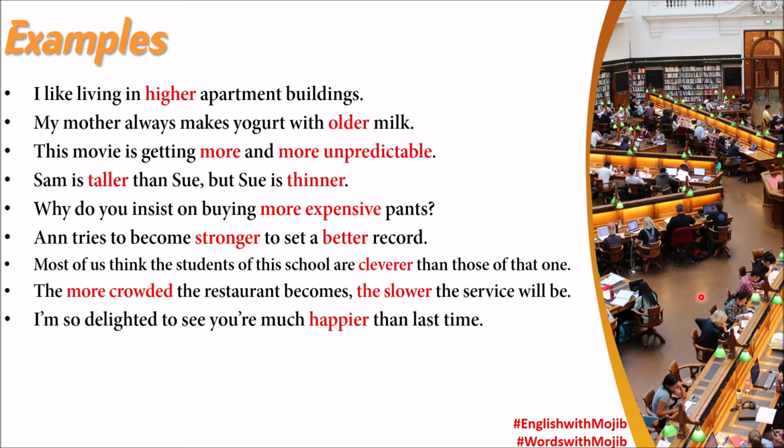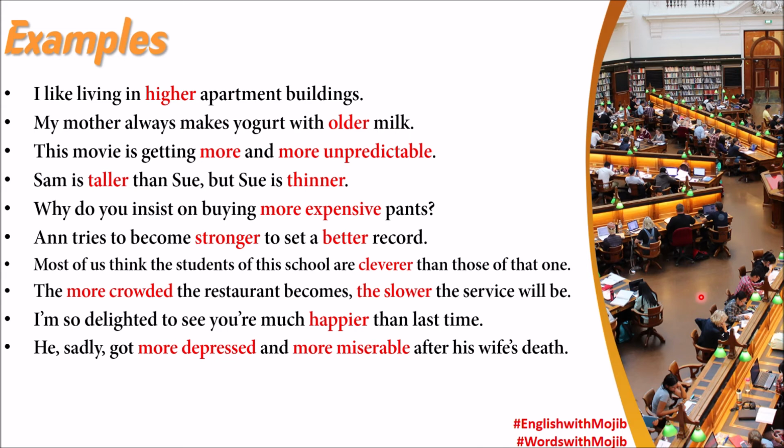I'm so delighted to see you're much happier than last time. We are showing changes, right? Delighted means very happy. He, sadly, got more depressed and more miserable after his wife's death. The wife of this man has gone and he got more depressed and more miserable. Depressed means very sad, and of course miserable again means very sad and very uncomfortable about something.